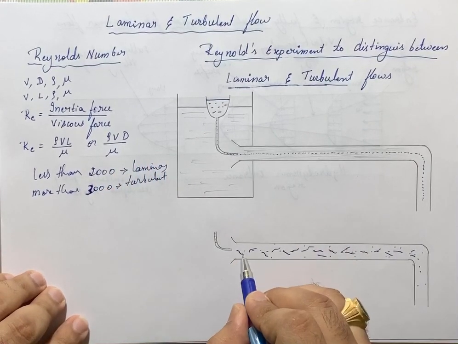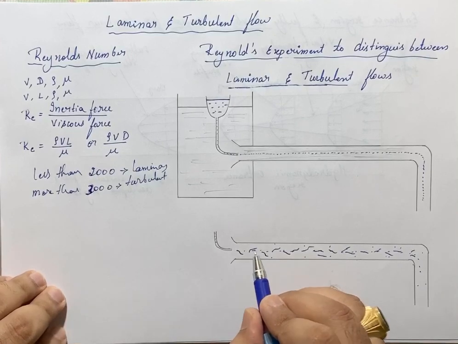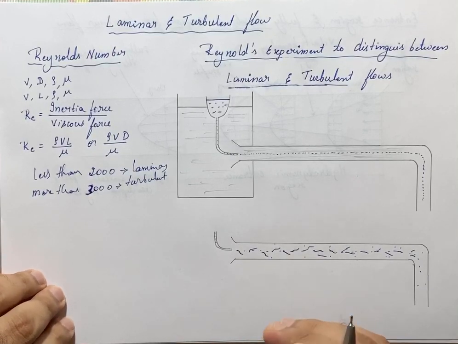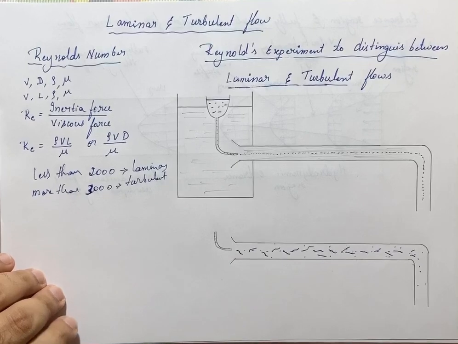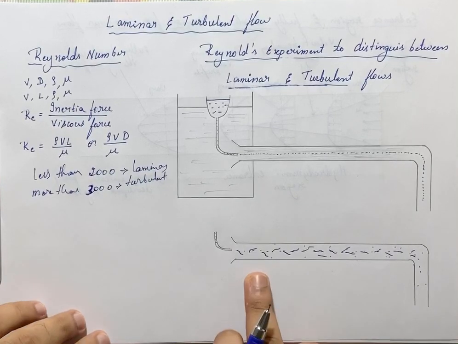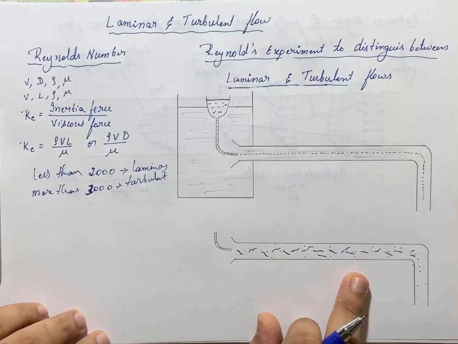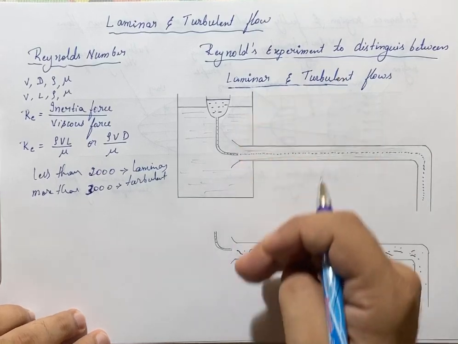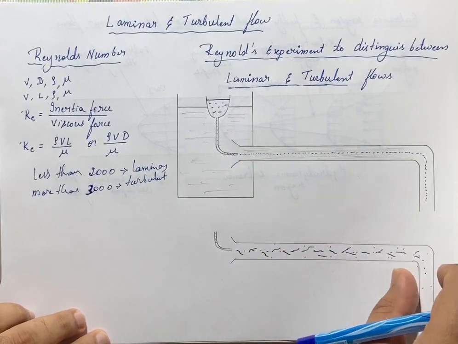That means in turbulent flow, the molecules will start moving from one layer to another layer, or the molecules will start crossing each other. So we can easily recognize the dye ink which is crossing the layers here. Then he told that the flow is turbulent flow. This is what the Reynolds experiment is.